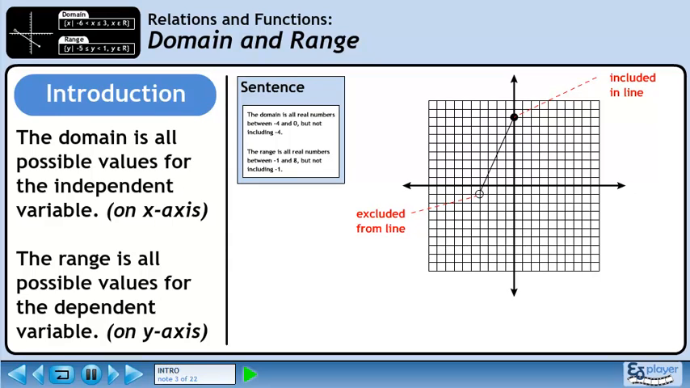This graph has an open circle at the lower left endpoint and a closed circle at the top endpoint. The open circle signifies that the point is excluded from the line, and the closed circle means the point is included as part of the line.